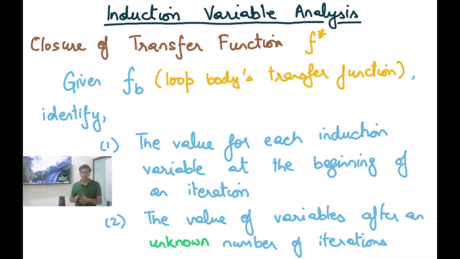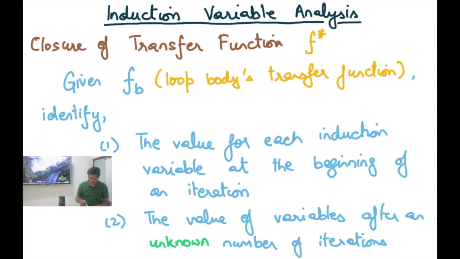Finally, the interesting part of this whole formulation, which is the closure of the transfer function. Recall that for region-based analysis like the induction variable analysis, I want to summarize the transfer function of the entire loop based on the transfer function of the body of the loop, and that's where the closure function is going to help us. The closure is going to say, what happens if I just compose f with itself n number of times or an arbitrary number of times.